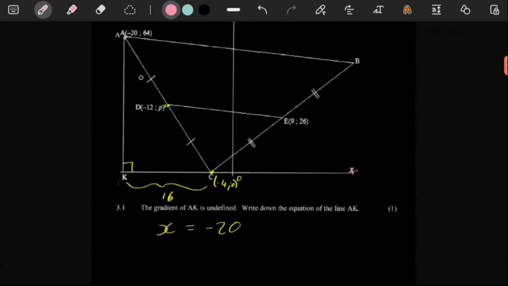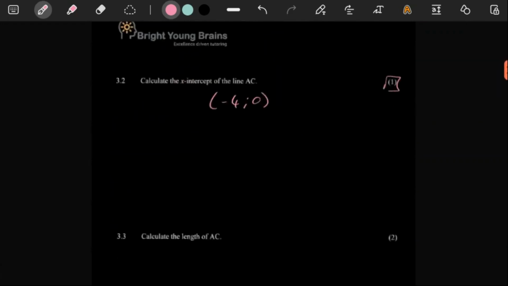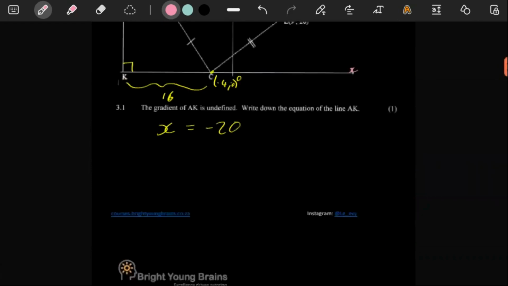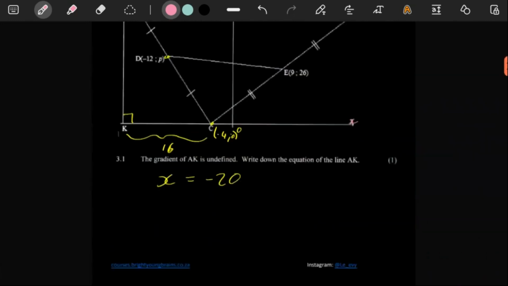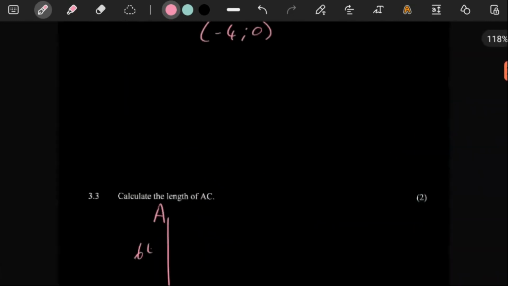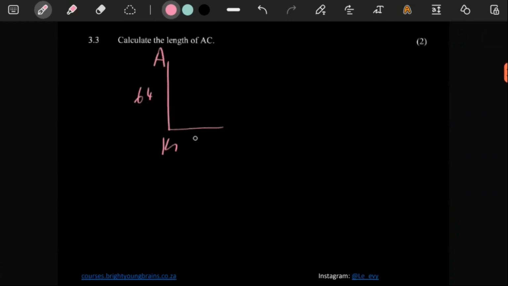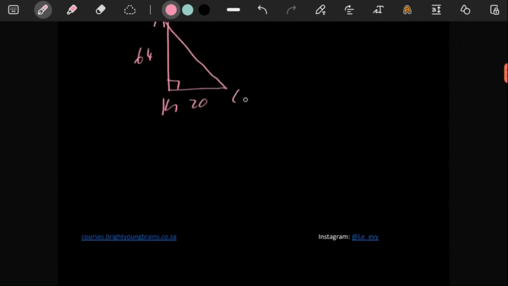That's quite simple. It looks like we can just use Pythagoras theorem because we have technically A and K. We have AK based on the y value of A, which is 64. And then here we have this as 20. So yeah, we can just use Pythagoras here. So AC squared is equal to AK squared plus KC squared.